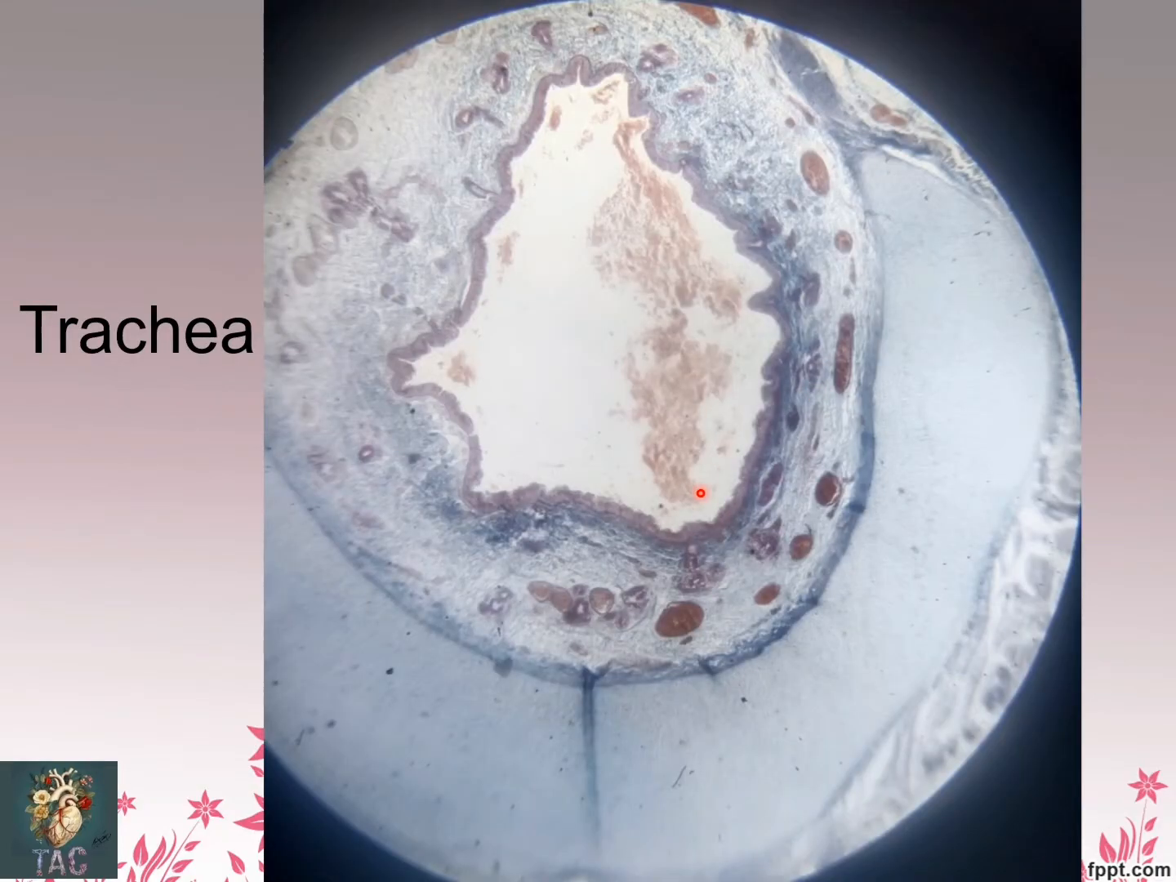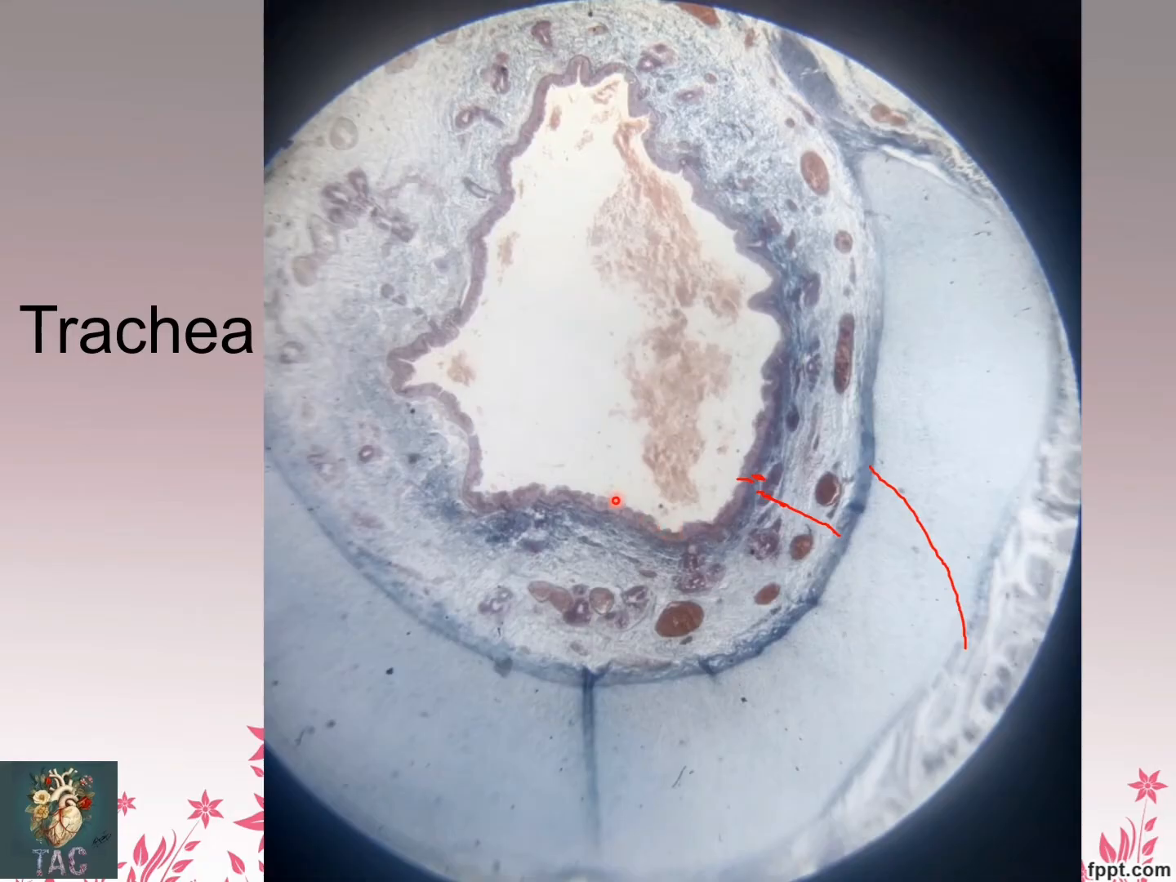This is another slide for the trachea at lower magnification, in which you can see, first look at this. This is the epithelium, and then this small area is the lamina propria. Then look at this. This is the submucosa from here to this area, and then this is the C-shaped cartilage. So now look at this diagram in detail.